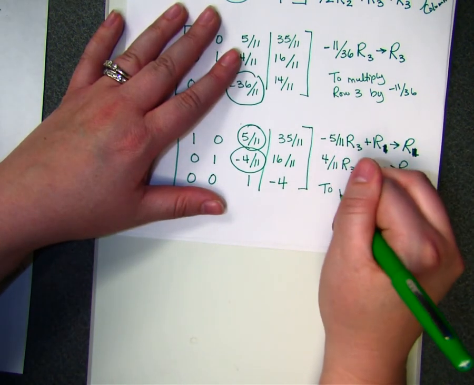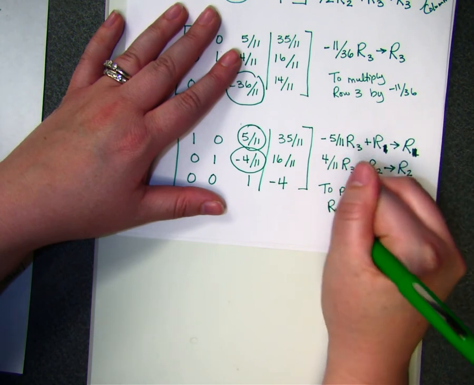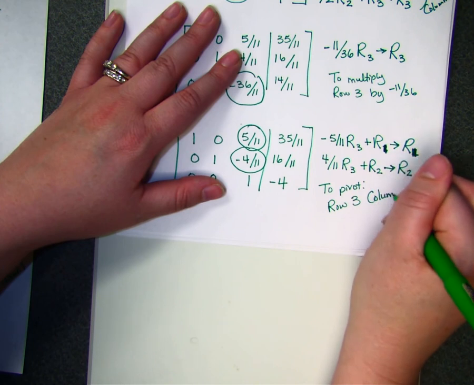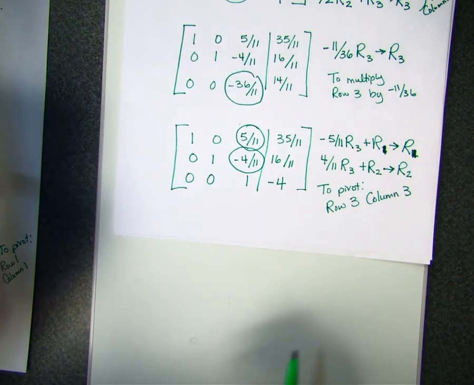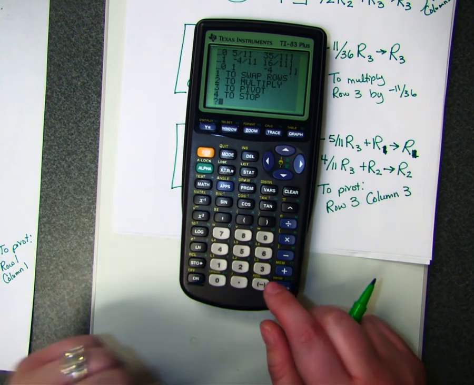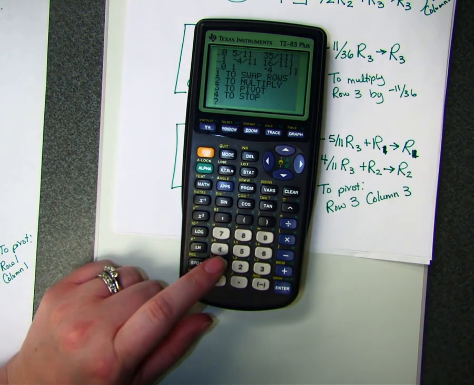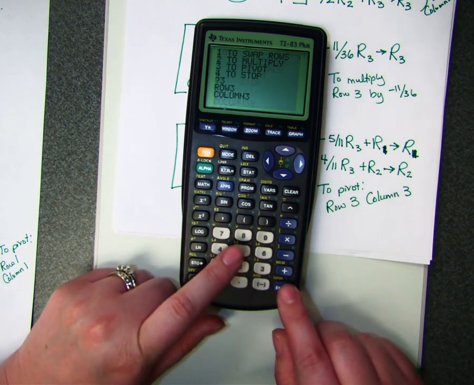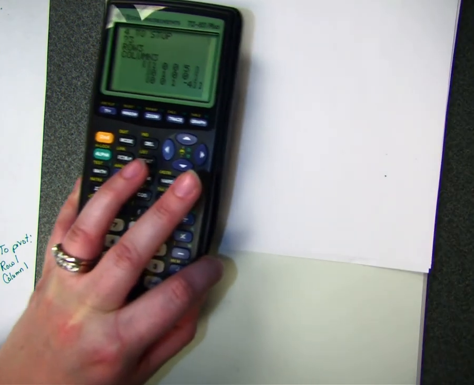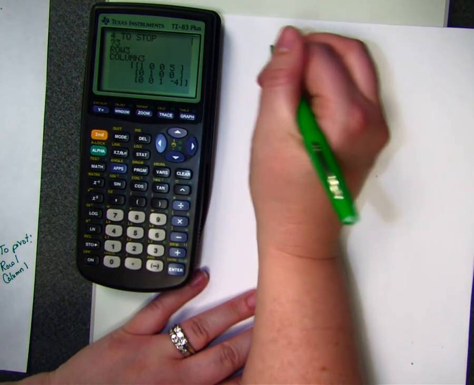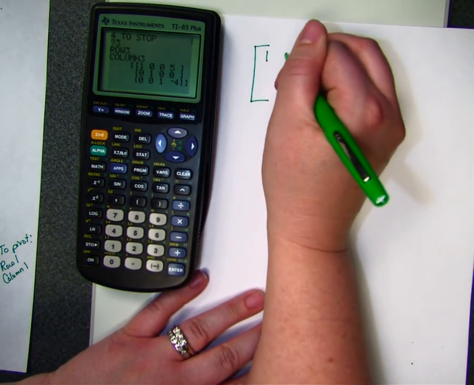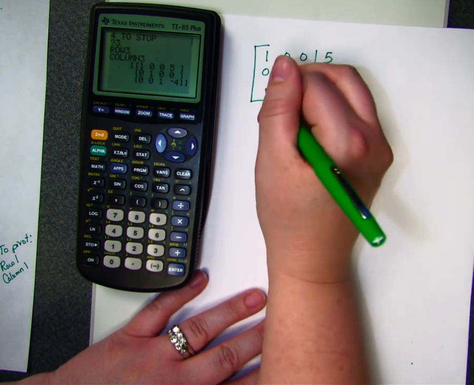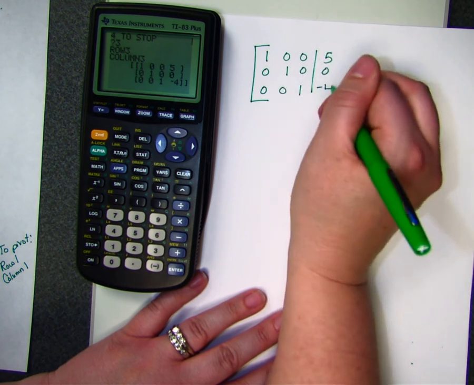And in your calculator, this is to pivot around row 3, column 3. So in your calculator, bring up your commands. We're going to do option number 3 to pivot around row 3, column 3. So that gives us a new matrix that looks like 1, 0, 0, 5, 0, 1, 0, 0, and 0, 0, 1, negative 4.